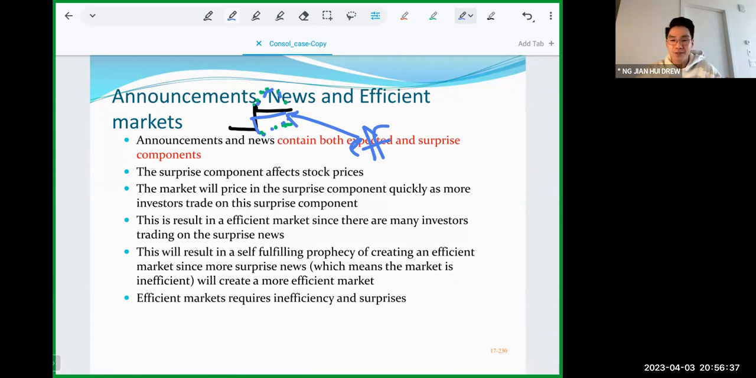Maybe you have a question of, why is it important, right? Sometimes an application question can come in a form like this, asking you how this circular argument of an efficient market works. And so you need to be able to explain this. Everyone able to explain?